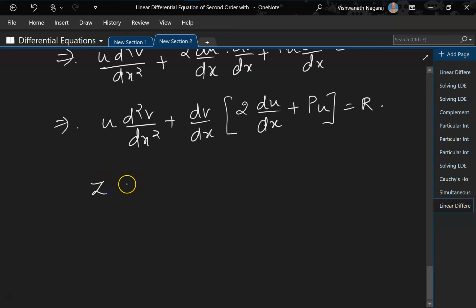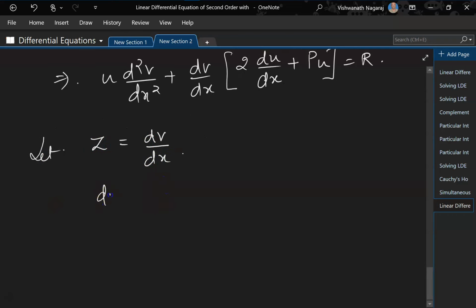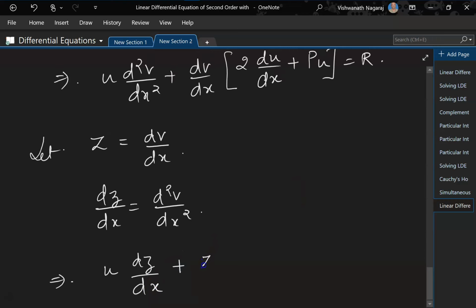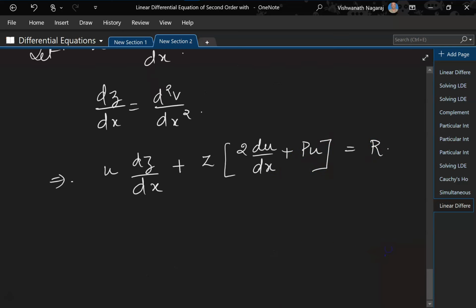Let's say z is equal to dv/dx, right? So if we do that, what happens? dz/dx is equal to d²v/dx². So now we can do the substitution. This implies u d²v/dx² is dz/dx, plus dv/dx is z. Then we have 2 du/dx plus pu is equal to r.